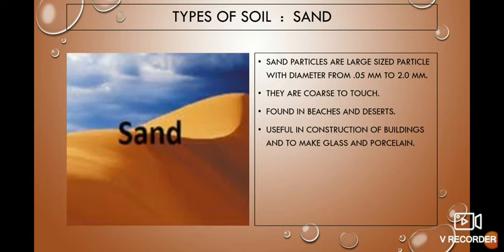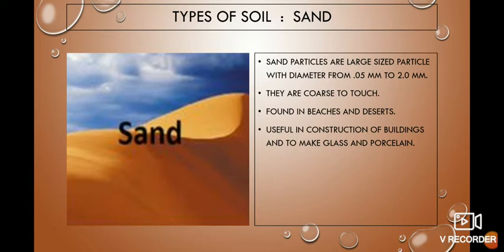The third type of soil particle is the sand. It is a large size particle with a diameter of 0.05 mm to 2.0 mm. They are very coarse to touch. Where can you find the sandy soil? You can find them easily on the beaches and in the deserts.